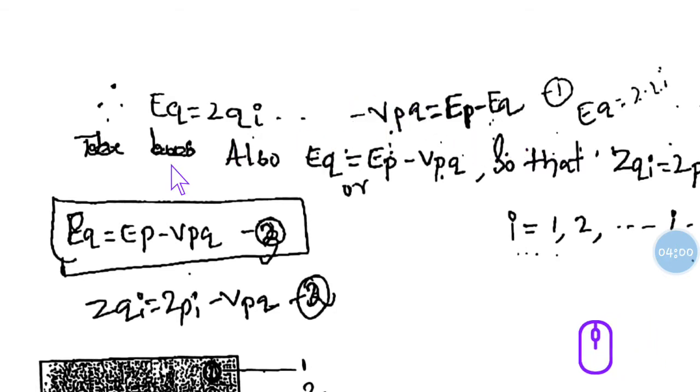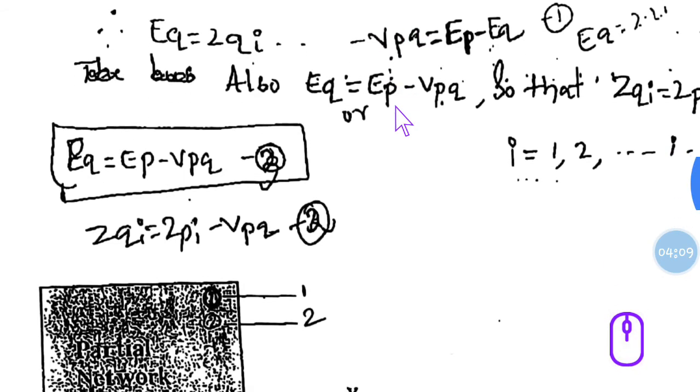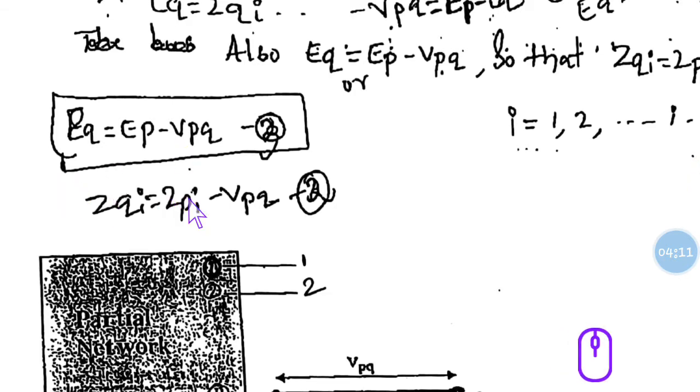Now this voltage I will be writing in terms of impedance. We are deriving for the impedance value here, that's why this VPQ I will be writing in terms of Z of Qi. EQ is equal to EP minus VPQ. So EQ is nothing but Z of Qi, EP is nothing but Z of Pi, and VPQ I will be writing in terms of impedance values.